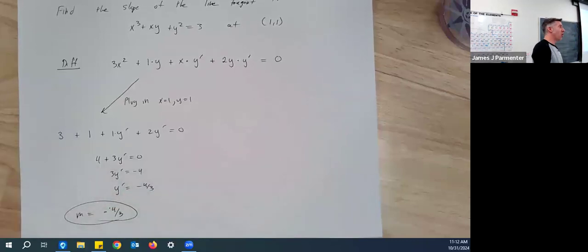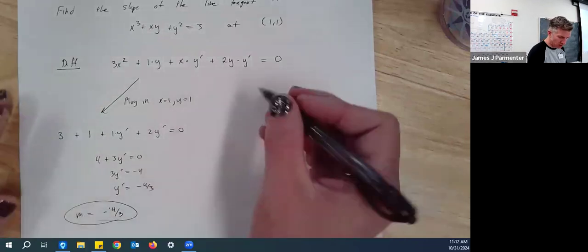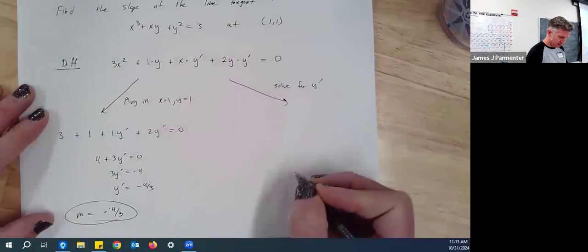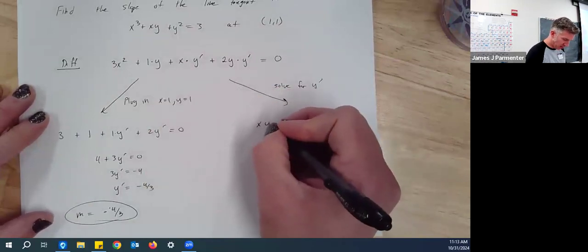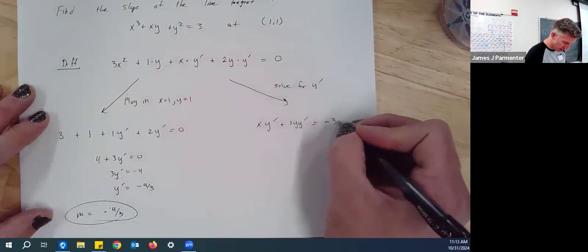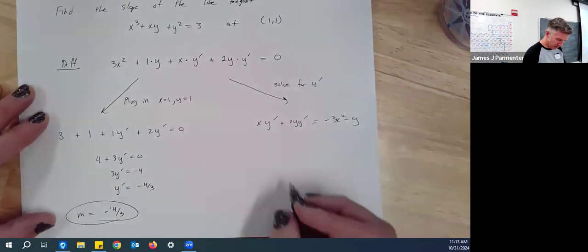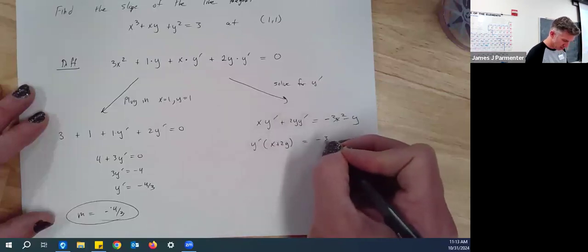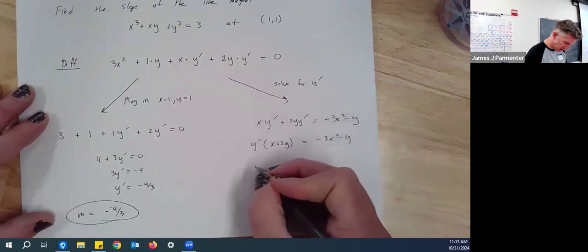And in my opinion, that is always the way you should do it when you're doing implicit and they ask you to find the slope at a particular point. Immediately after taking the derivative of both sides, that's when you plug in your point. You could go the other way. You could solve for y prime first. I think it's more work to do it that way. If I solve for y prime first, I'm going to have xy prime plus 2yy prime equal to -3x squared minus y. And then you're going to factor out a y prime. Right? It already feels like I'm doing way more work. And then divide by x plus 2y.